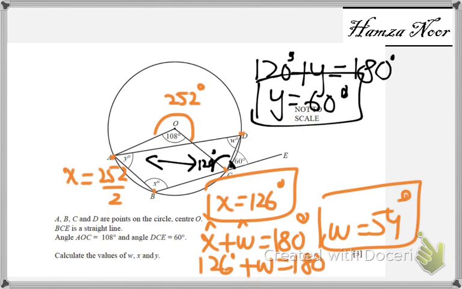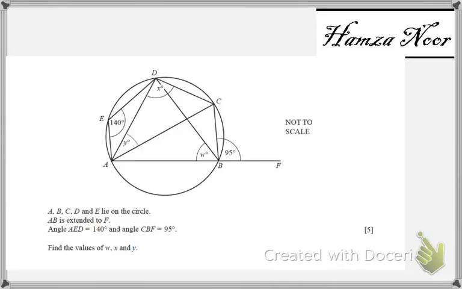Okay, now let's take a look at another question. Here we have another question. A, B, C, D, and E lie on the circle. AB is extended to F, and angle AED is equal to 140 degrees, and angle CBF is equal to 95 degrees. Find the values of W, X, and Y.